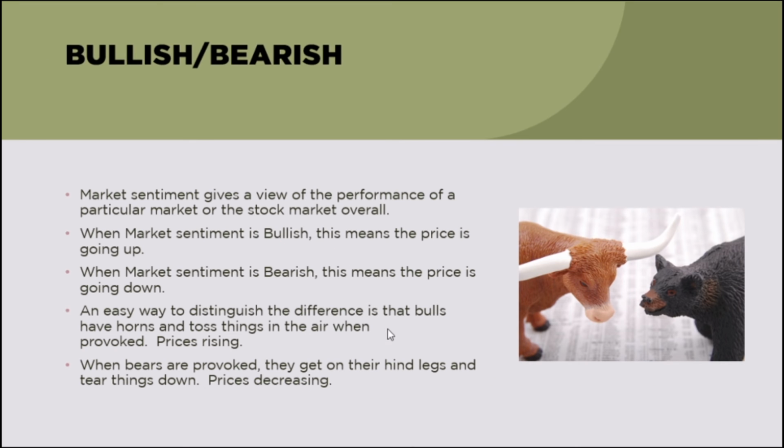All right, let's talk about bullish and bearish. Market sentiment gives a view of the performance of a particular market or the stock market overall. When the market sentiment is bullish, this means the price is going up. When the market sentiment is bearish, it means the price is going down. An easy way to distinguish the difference is that bulls have horns and toss things in the air when provoked, prices rising. When the bears are provoked, they get on their hind legs and tear things down, prices decreasing.